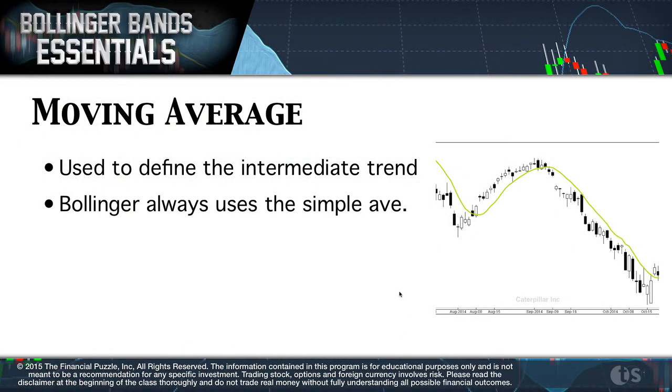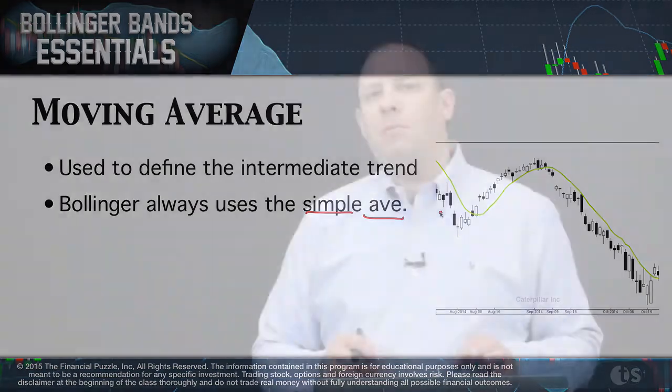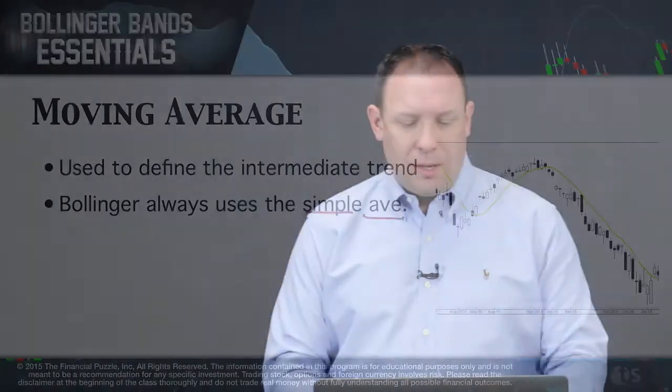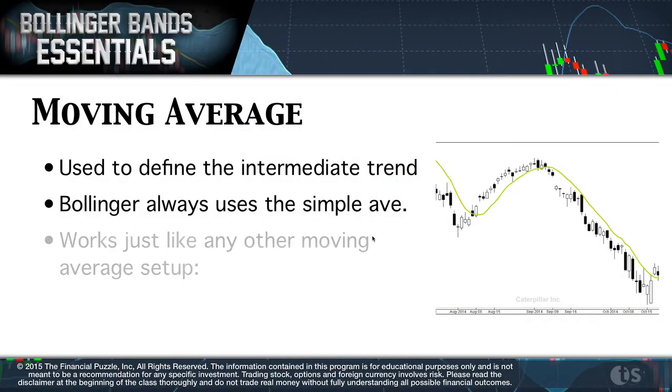Bollinger always uses a simple moving average. This is a very important note to make. We're using the simple moving average. I've talked with him about this subject, and he was very emphatic. If you use the exponential average, it does not give you better signals. In fact, it kind of breaks the system down a little bit. So you need to use a simple moving average in this system. I'll give you the settings here in just a few minutes.